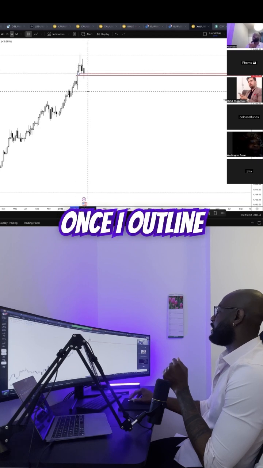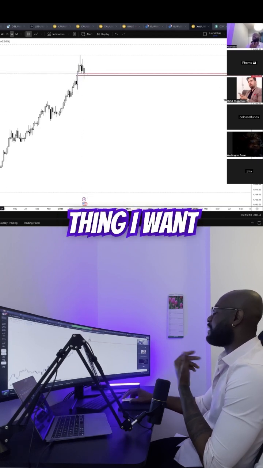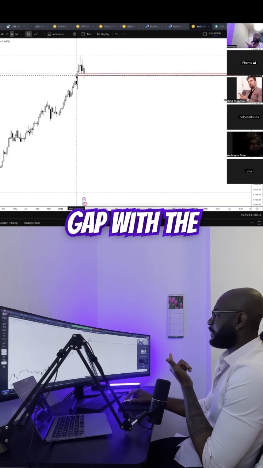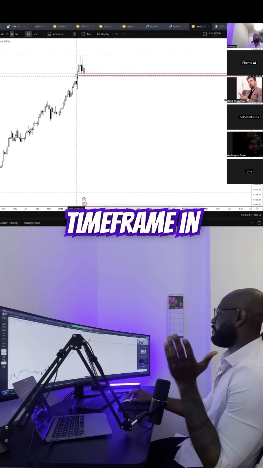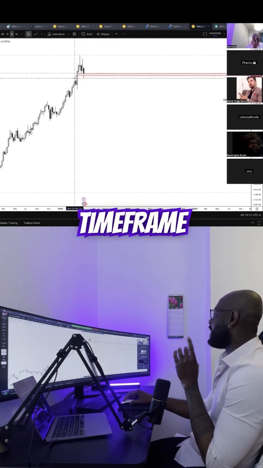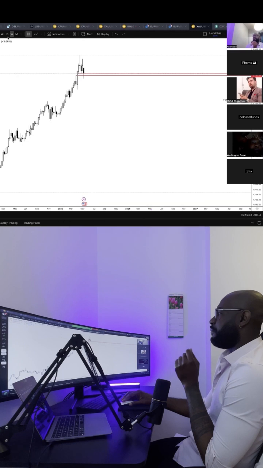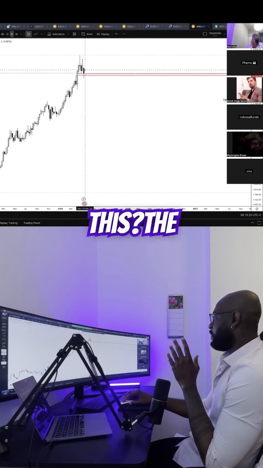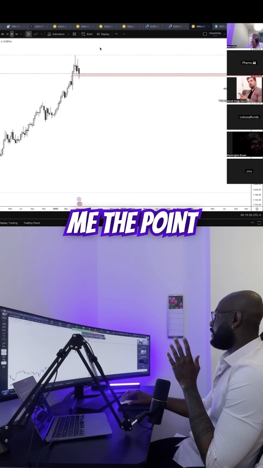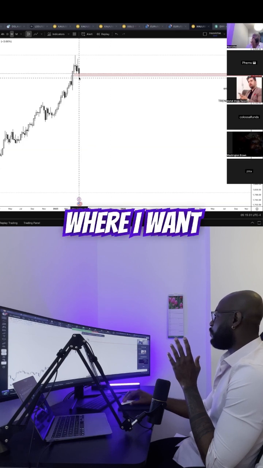So right here, once I outline my fair value gap resting right here, the next thing I want to do is align this weekly fair value gap with the lower time frame in order for me to get smaller time frame entries. Now, how do I do this? The weekly time frame is already giving me the point of interest where I want to buy from.